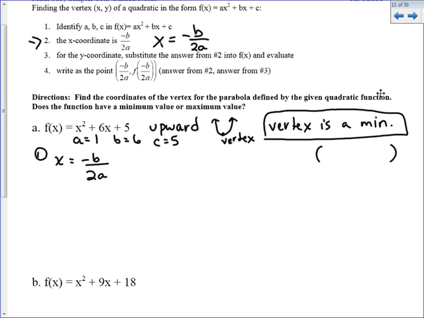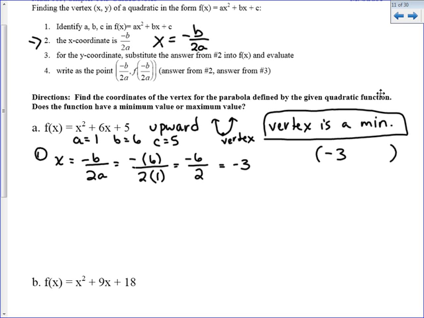So substituting my values, very much like you do with your quadratic formula. So I have negative 6 over 2 times 1. I put parentheses around everything I substitute in. Which gives me negative 6 over 2 times 1 is 2. And negative 6 divided by 2 is negative 3. So that little formula there gives you the x value. So the x value here is negative 3.